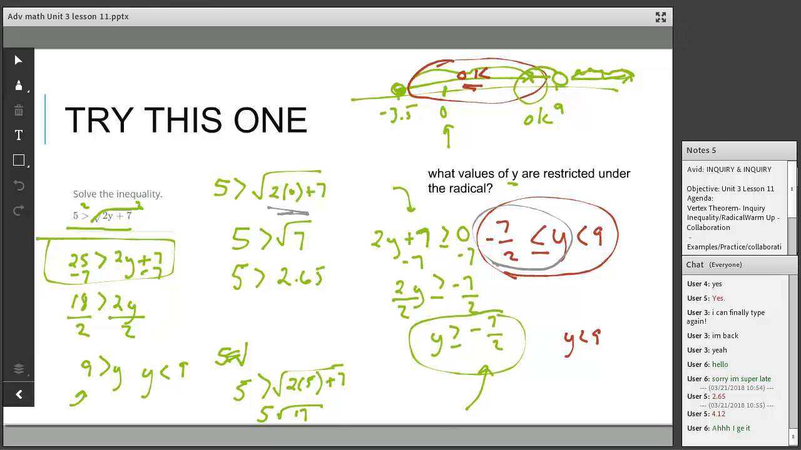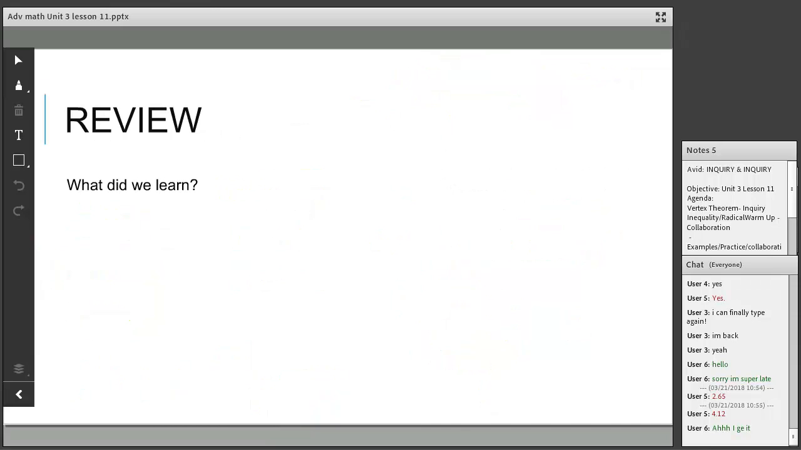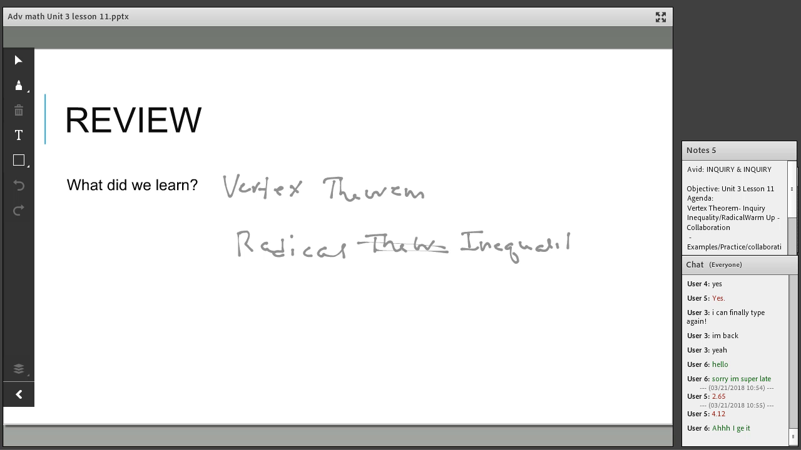All right, guys, I know it's 10:56 and they've been here long enough. So everybody go out and have a great week. I really appreciate you coming in. Hopefully this week we talked about the vertex theorem and we talked about dealing with radical inequalities and how you have to check your restricted values underneath that radical sign.